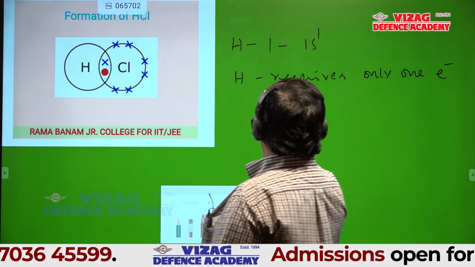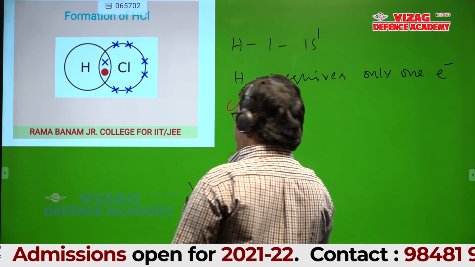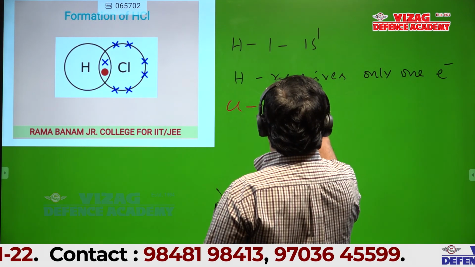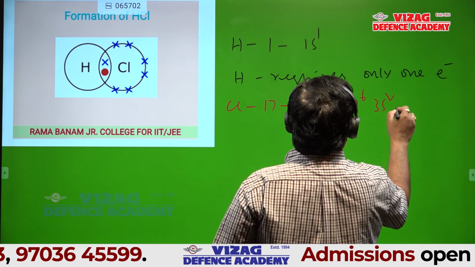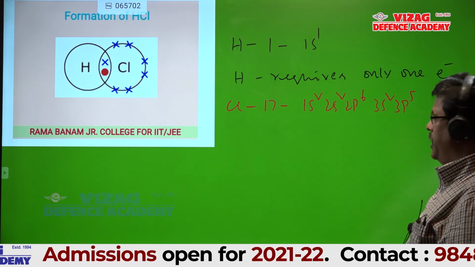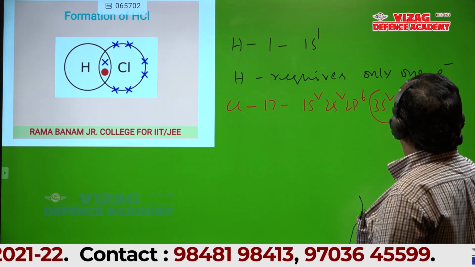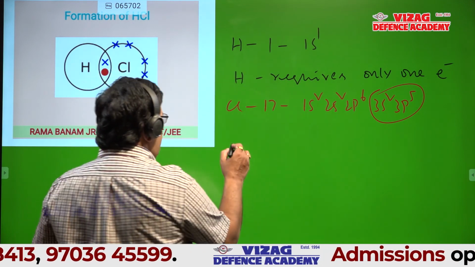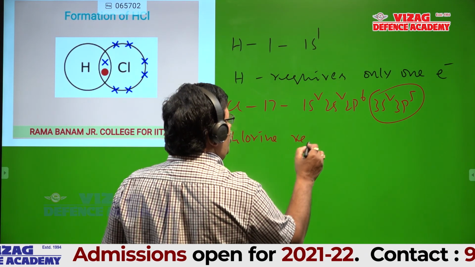Can anyone tell the atomic number of chlorine? 17. And its electronic configuration is 1s2 2s2 2p6 3s2 3p5. Good. How many electrons are there in the valence shell of chlorine? 7. How many electrons does it require to attain an octet? 1. So that only I'll write. Listen to me. Chlorine requires 1 more electron.